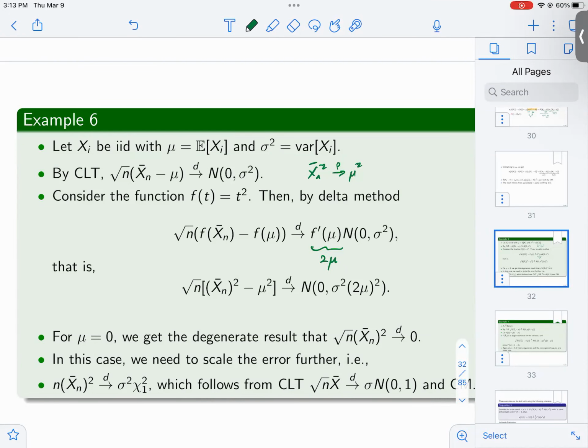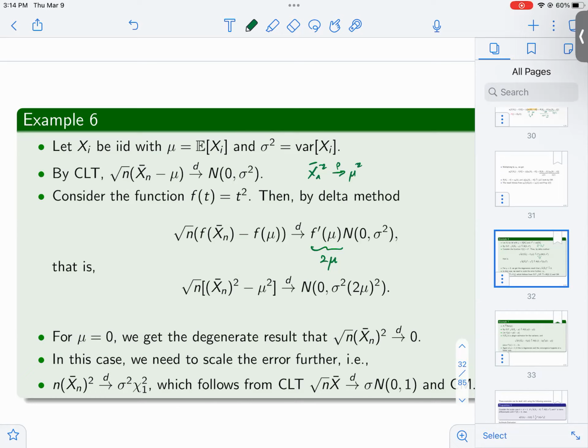An interesting case happens when mu is 0. When mu is 0, the result still holds, but you get a normal 0, 0. Normal 0, 0 is really 0. So we proved that in that case, root n X bar n squared is converging in distribution to 0. That's fine, but what it suggests is that root n is not the right scaling. It's converging faster than root n, so you have to scale it by something bigger to get something stable.